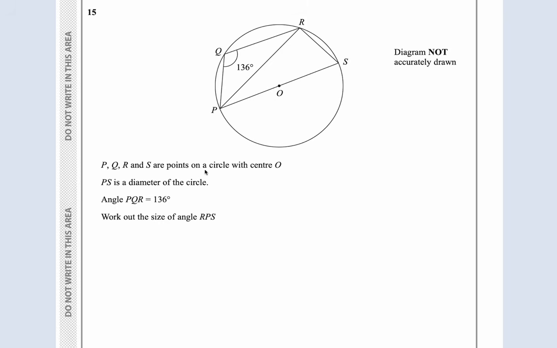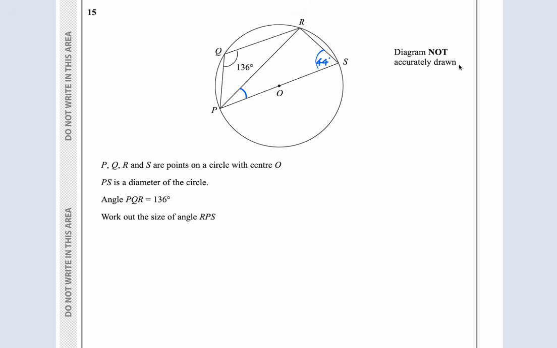P, Q, and S are points on a circle with center O. So as soon as I see that, guys, I think, right, this is a cyclic quadrilateral. This 136 plus this angle has to be 44, because these two add up to 180. Now I haven't even read the question. I'm just going to put that in. This is the diameter. Angle PQ is 136. Fine. Work out the size of angle PS. So we are trying to find this angle here.